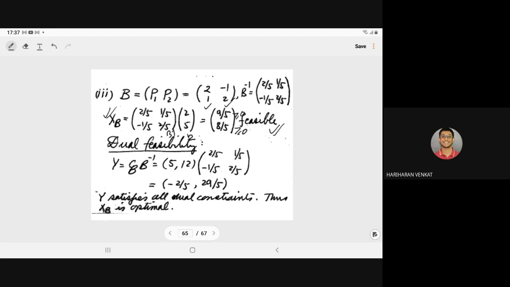Now we compute the dual solution. The dual solution is what? CB B inverse. So this is your C1, this is your C2, and this is your B inverse. So CB B inverse, here we have minus 2/5 and 29/5. Now this y will satisfy all the constraints. So y satisfies all dual constraints. Thus XB is optimal, thus the primal is optimal. Directly you can see.